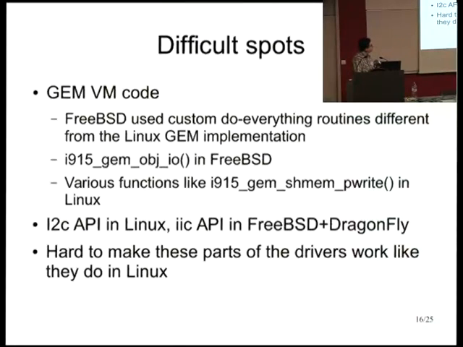We also have the I2C versus the IIC APIs, which work differently. I'd like to have something more Linux-like also here, but, well, it's not obvious to change the code everywhere. And, well, this is basically the two most difficult parts of the i915 and DRM code in general.